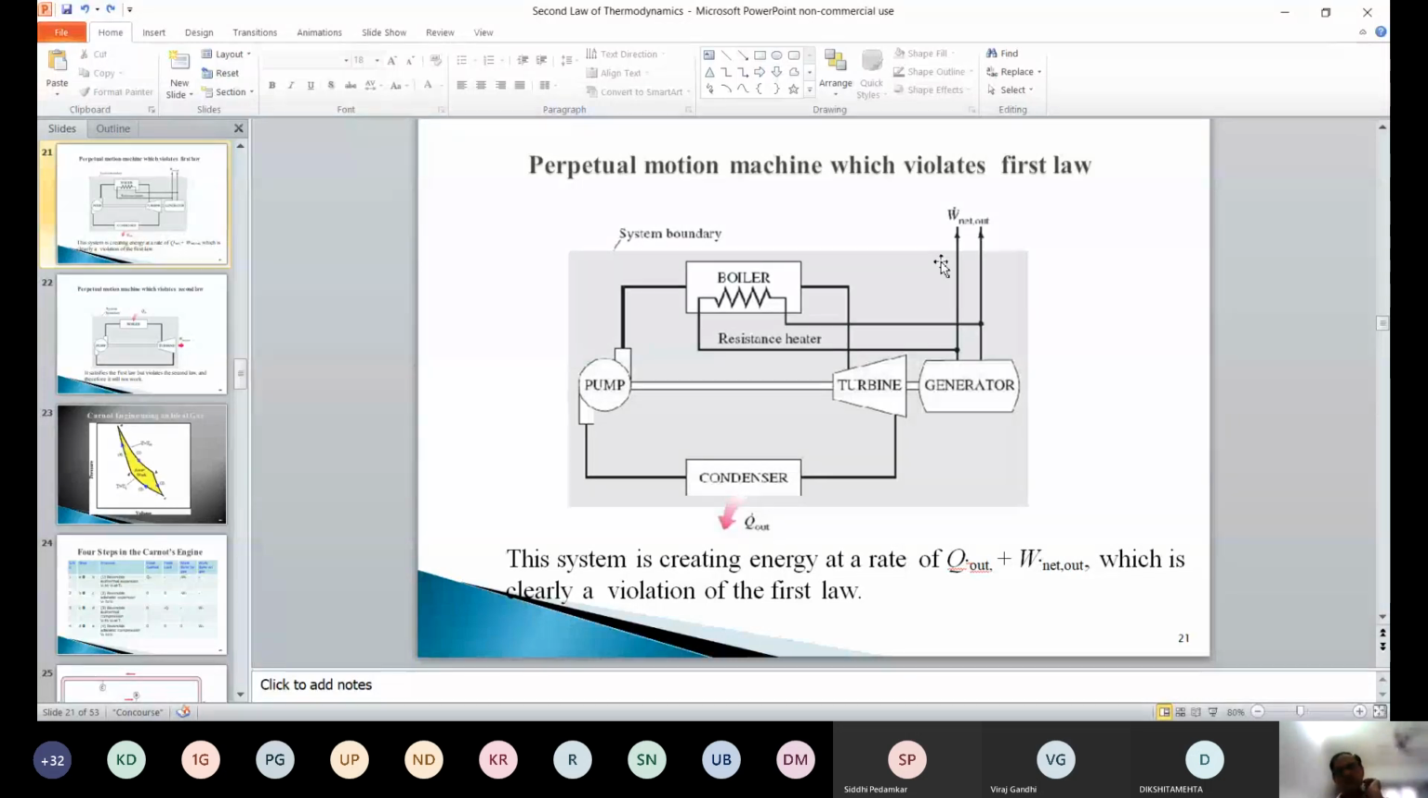So this is violating the first law because now there's a work output and there's a heat output. There is no heat energy input. So it is creating energy out of nowhere. This is a violation of the first law.